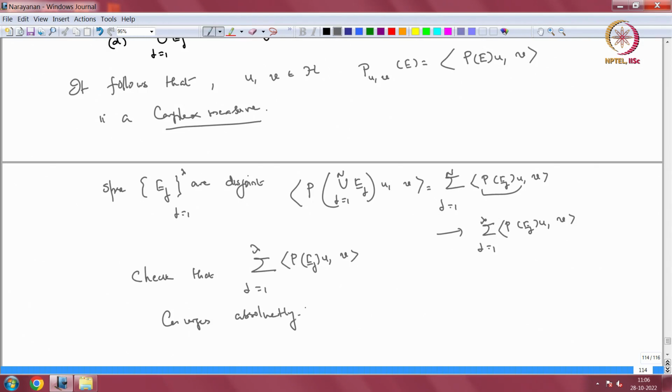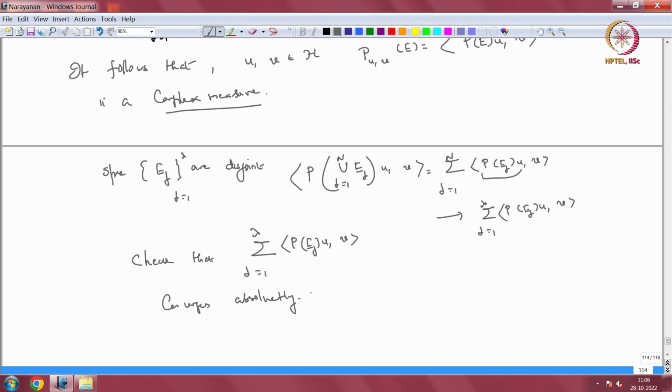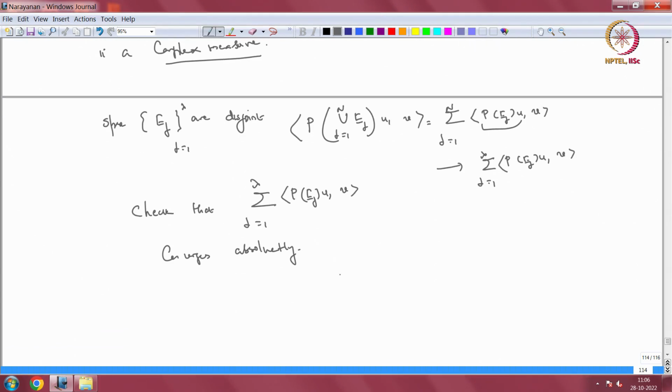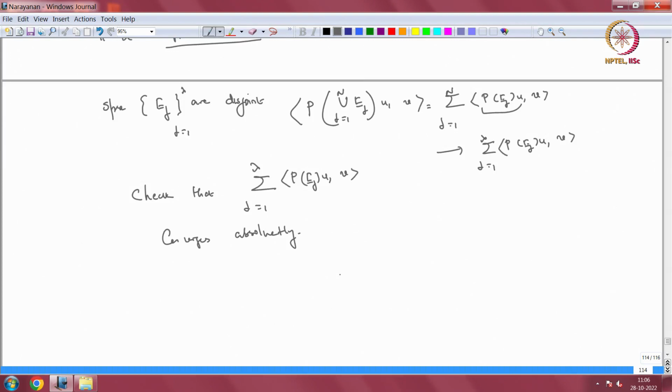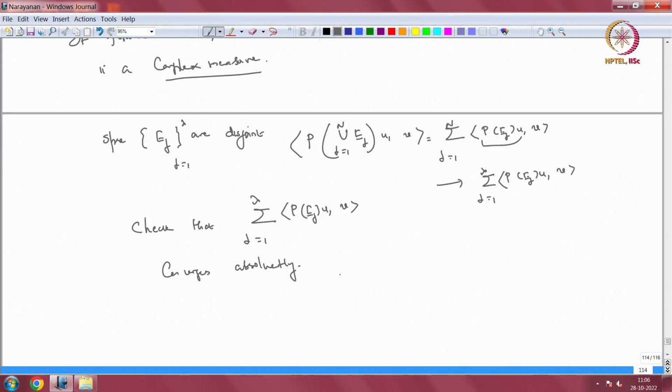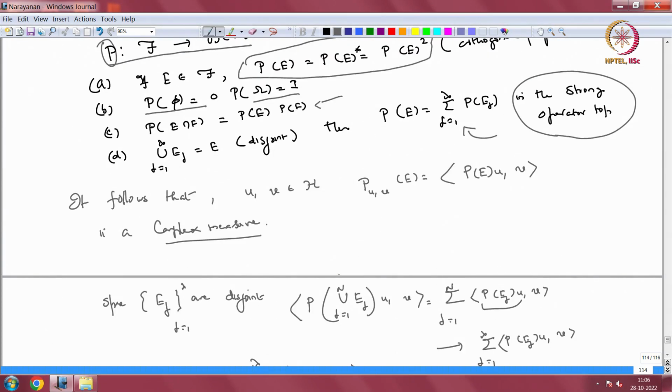Okay, this is important, right, because otherwise you do not have a complex measure. You want the convergence to be absolute convergence, so that if you change the order of the Ej's, nothing much is changing. Okay. So, that follows from the fact that you have strong operator topology convergence.